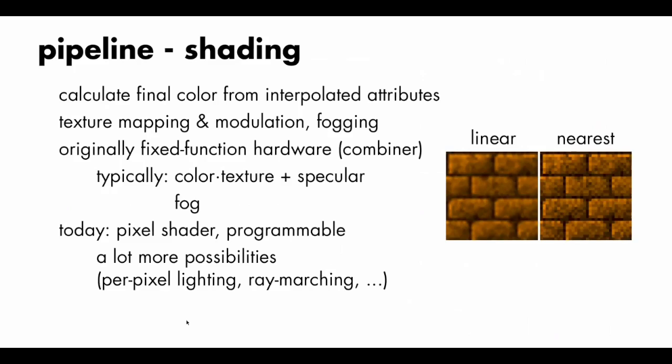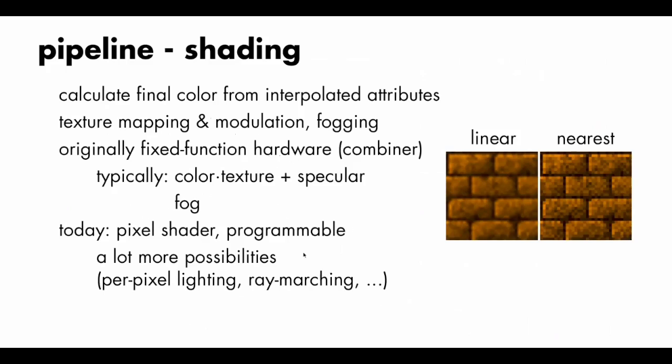Okay, so we have our interpolated values for every pixel, but now we want to have a color for that pixel. So this is what we would call shading. We take the interpolated attributes and somehow combine them into a final color. So typically we do texture mapping and modulating that texture by a color and applying fogging. Originally, this was done by fixed function hardware, so you could apply some settings to it, but with not so much control over it. And this is, of course, what the PS2 does.